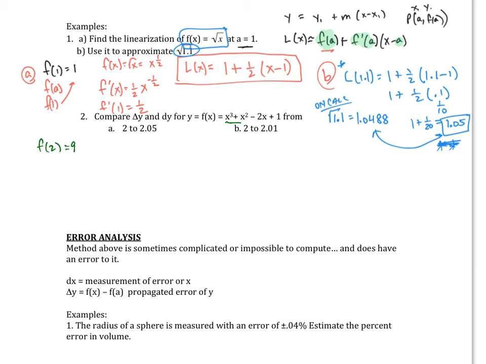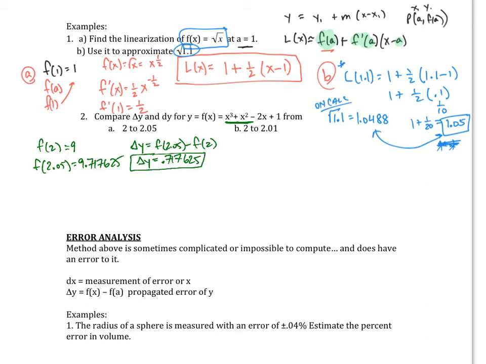Okay, I will do the same thing for 2.05. I plug 2.05 into this f of x equation, and I will get 9.717625. All right, delta y, that means f of 2.05 minus f of 2, and that delta y will give me a value of 0.717625. All right, there's my delta y.